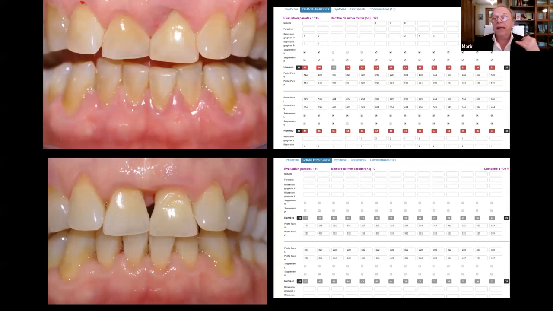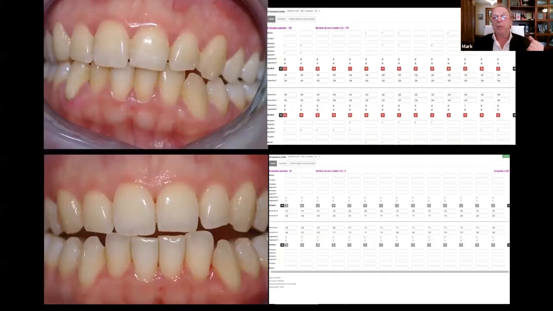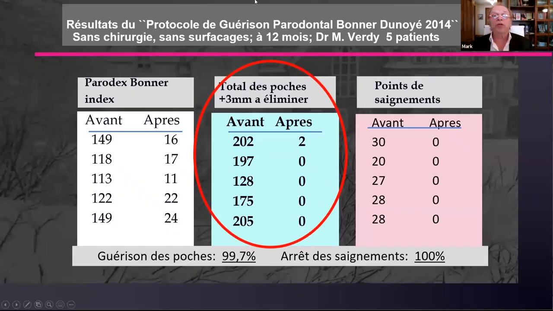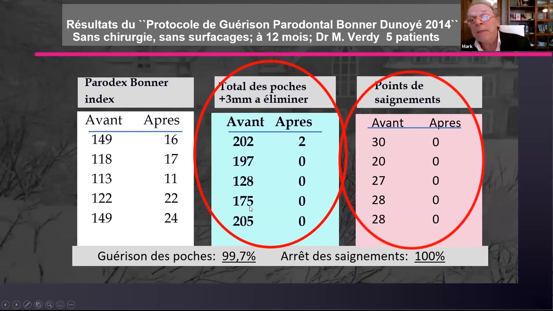Now see how our friend uses our technique, the periodontal healing protocol, and see how they have good pocket closure. It's about five of those cases of a friend in Paris. See, there's 99.7% pocket closure after our method of treatment, which is about 1 year and a little more, and see how bleeding points are gone. It's 100%.